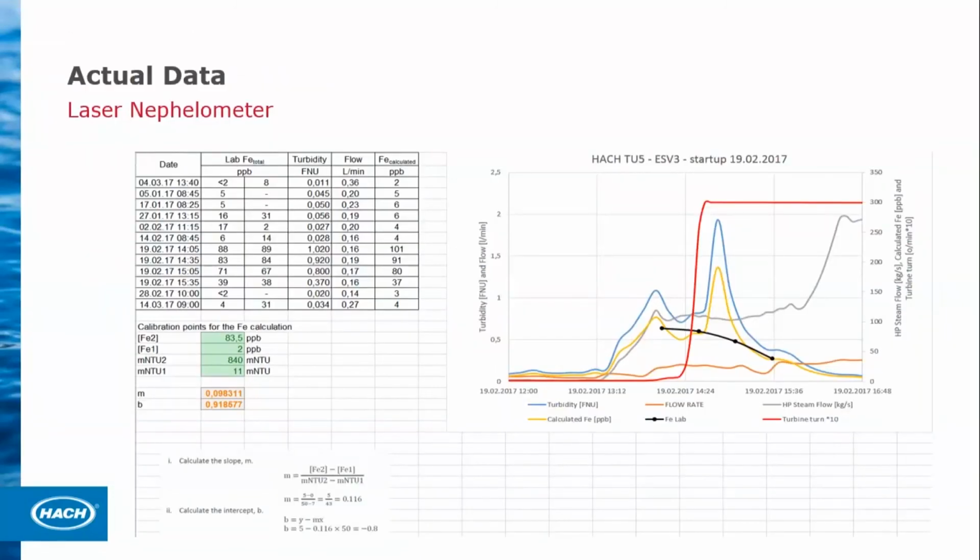Here's a sample showing what that looks like. It's showing what's going on with the turbine, what's going on with the steam flow, and showing you both the calculated and the laboratory iron, as well as that nephelometric reading, which we're calling turbidity here, showing how it all tracks very well. I realize I sped through this very quickly, but there was a lot of important information that I wanted to make sure that I was able to share.